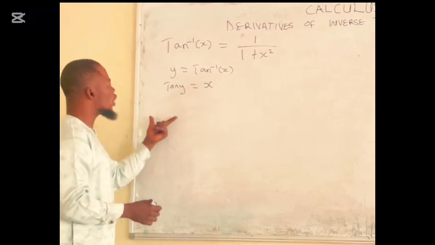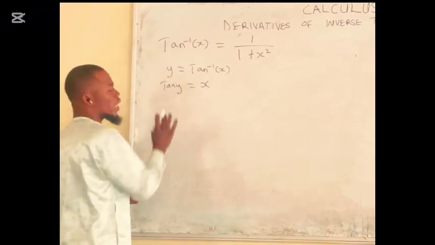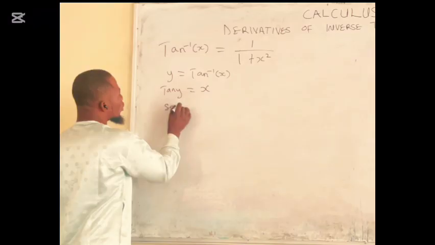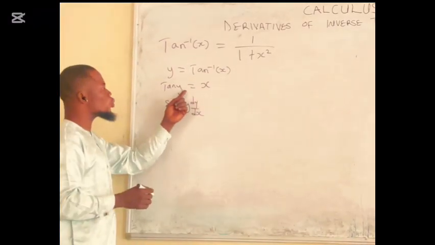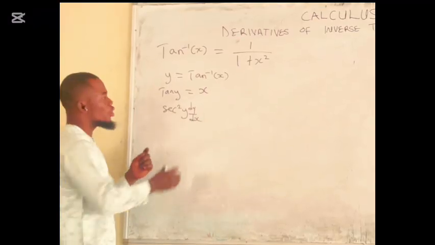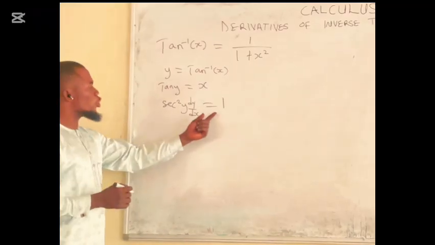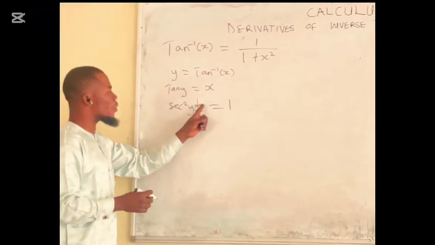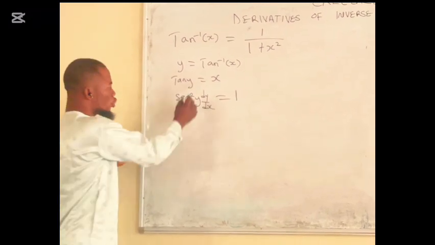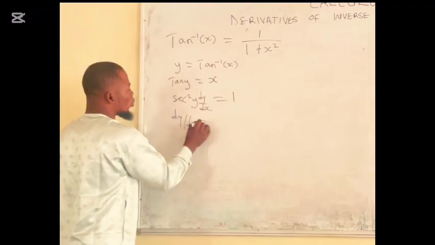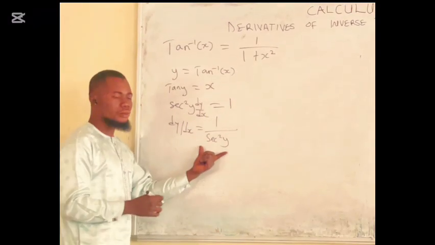Next thing is to differentiate both sides with respect to x. If you differentiate tan y, we'll be having sec squared y dy/dx, because anywhere we differentiate y, we put dy/dx, which will now be equal to, if you differentiate x, we'll get 1. So from here, we make our dy/dx the subject of the formula by dividing both sides by sec squared y. So our dy/dx will now be equal to 1 divided by sec squared y.